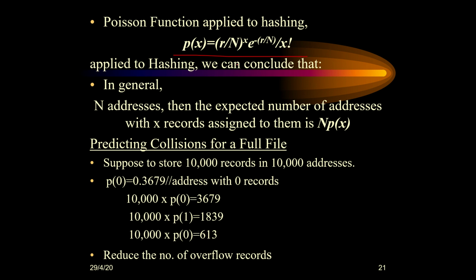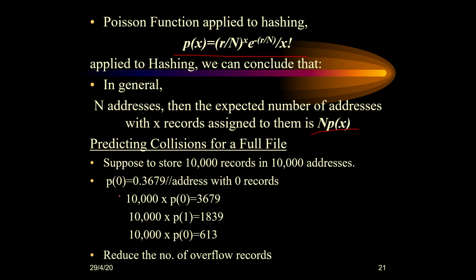And how many collisions happen in an address. All of these can be found by using the Poisson function. For that we can use n into P of x, where n is the number of addresses and x represents the number of records placed. So this gives you the number of records placed in one address.